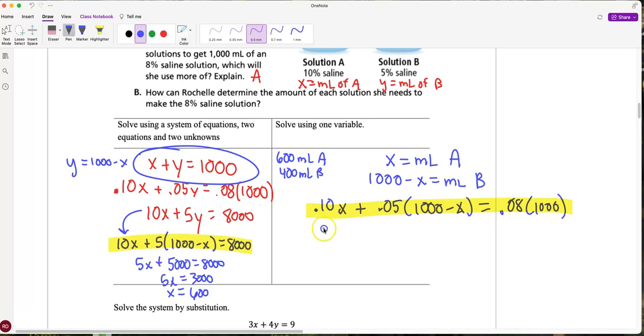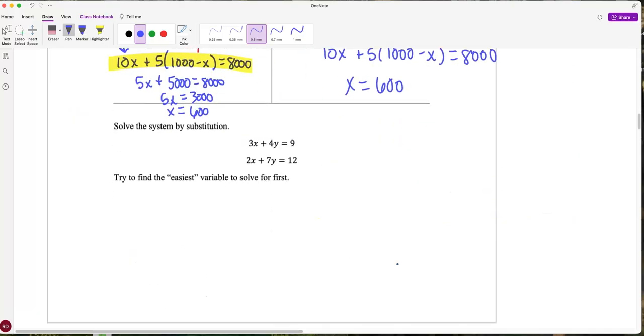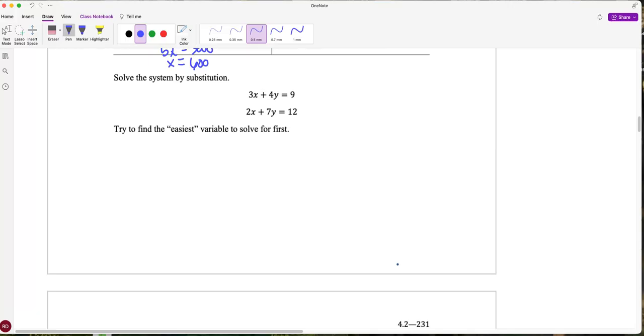You're going to get the same equation here, 10x plus 5(1,000 minus x) equals 8,000. So you're going to get the same equation, and then x equals 600. And then once you know 600, 1,000 minus 600 is 400. So it could have been done either way. What we're focusing on now is doing them with two variables and two equations.